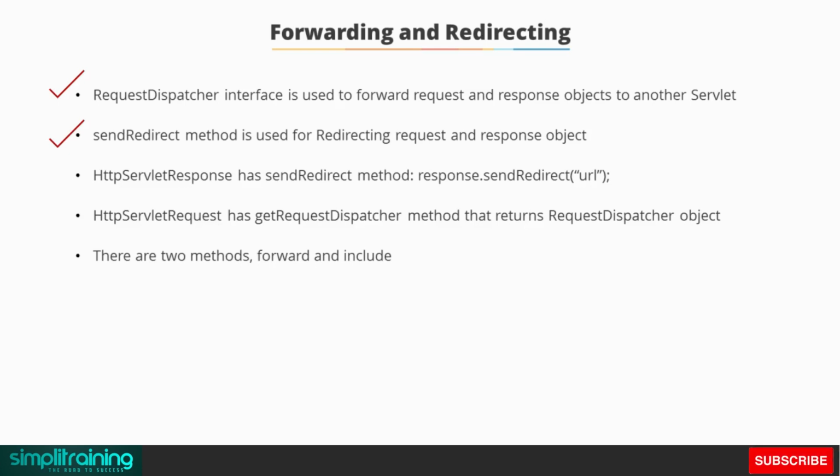The HttpServletResponse has the sendRedirect method, which is response.sendRedirect, and you provide the URL as to where you want the user to get redirected. The ServletRequest has the getRequestDispatcher method that returns the RequestDispatcher object. There are two methods available, forward and include. So this is how it works.